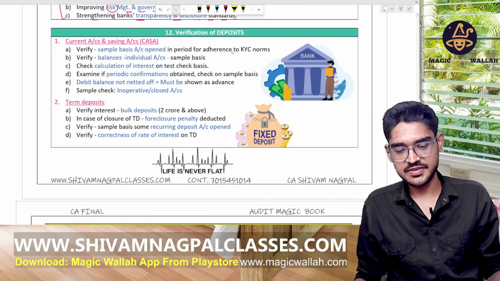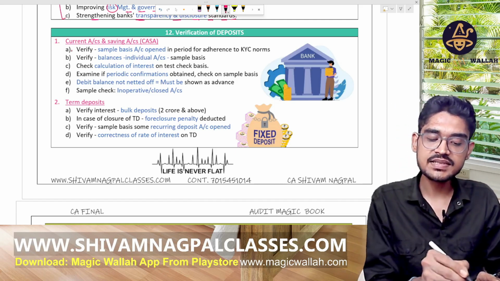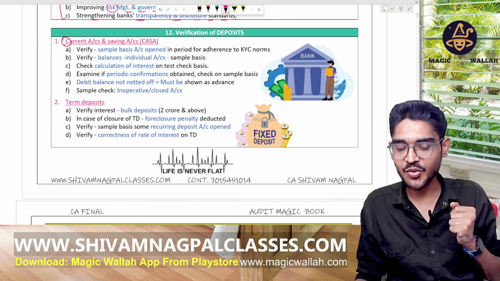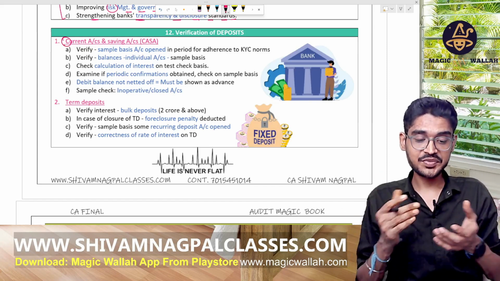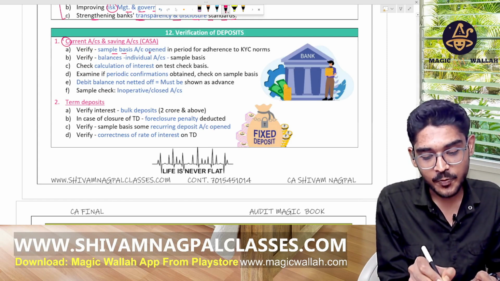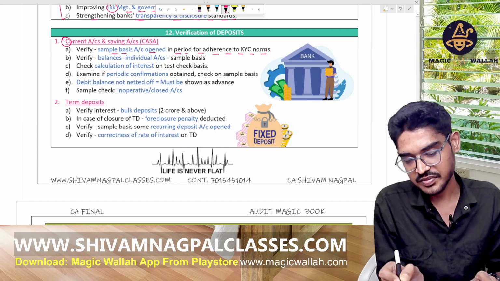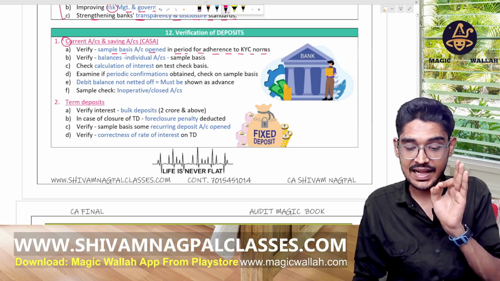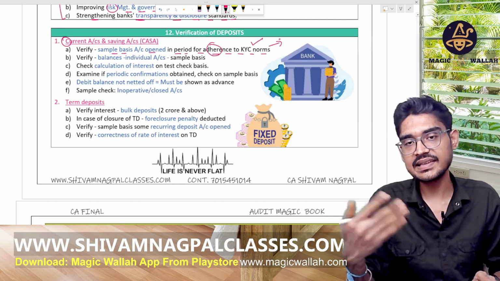Now, verification of the deposits. These are the CASA or the term deposit. CASA means current account and the saving account, and the term deposit means it's like FD, etc. Okay, so let's read CASA. So for the CASA, how to verify the same? Okay, see here. Verify on a sample basis the accounts opened in the period for the adherence to the KYC norms. Not verify all the accounts, verify on the sample basis. Also adherence to the KYC norms.